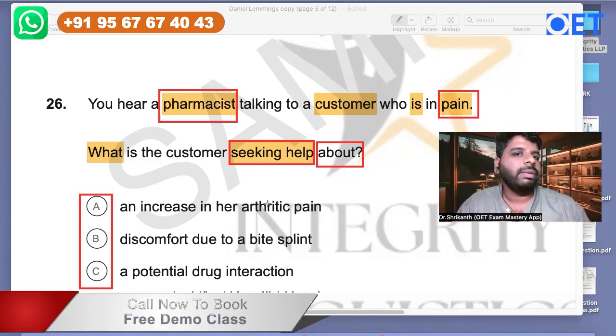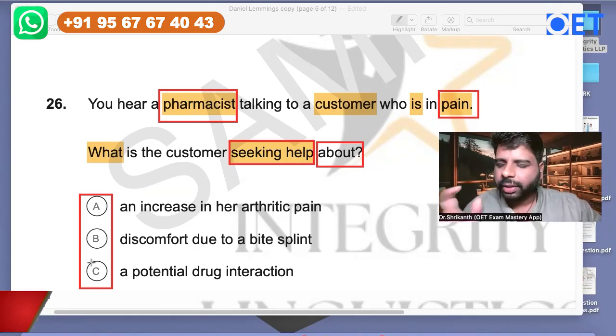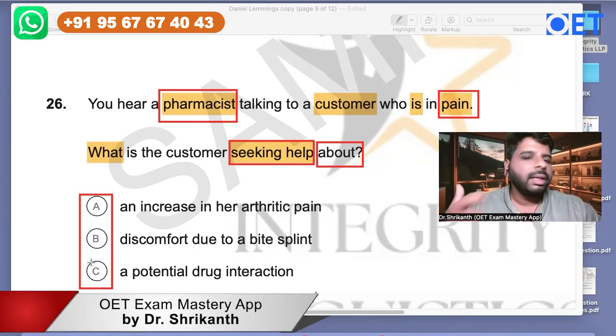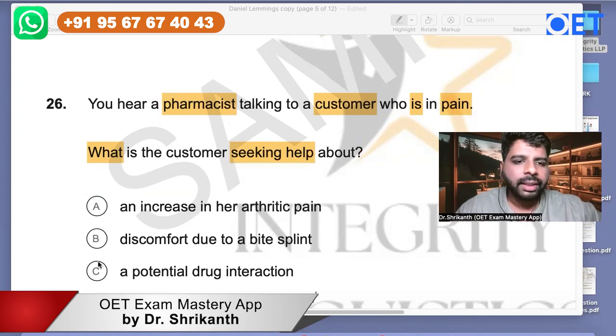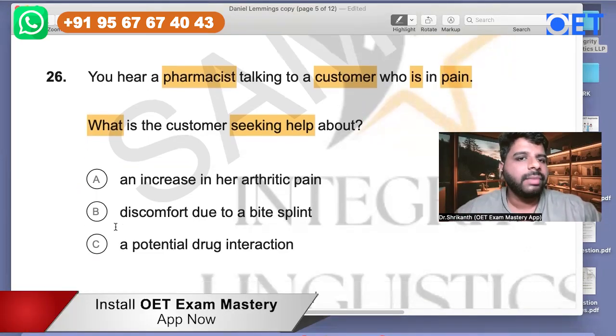Again, you have to give importance to the pharmacist's role here. If you identify that the information is coming from a pharmacist, then this becomes a little bit easier. Your duty is to find what problem the patient is having. The problem is what you need to find out. The solution is coming from the pharmacist.